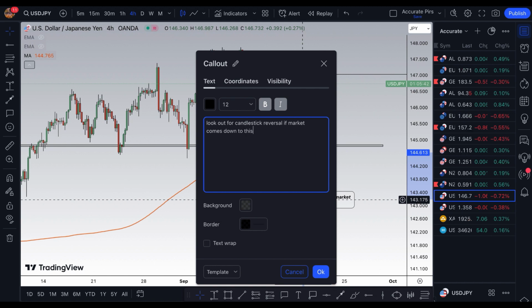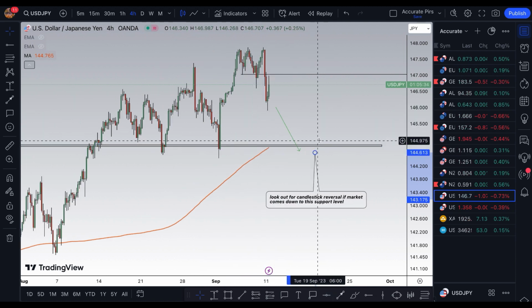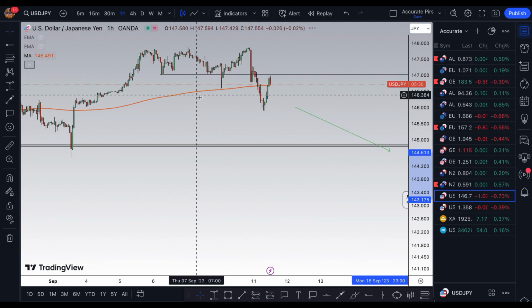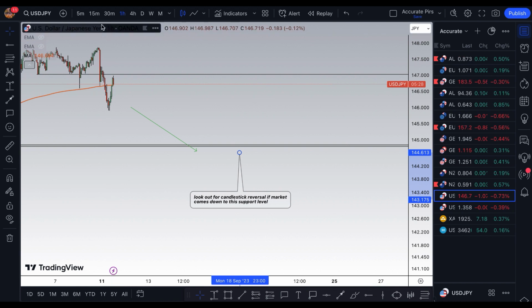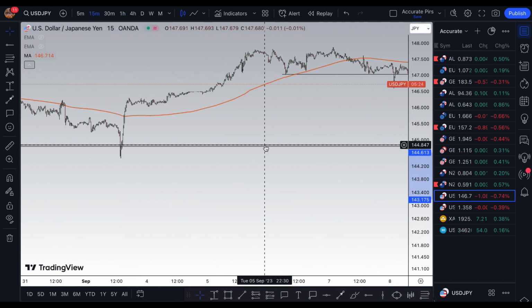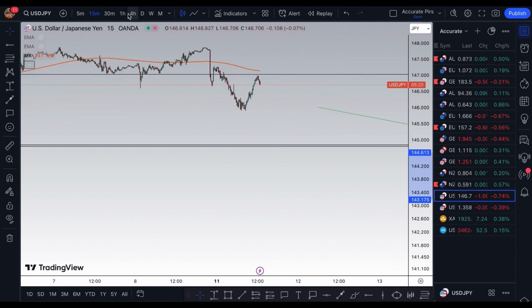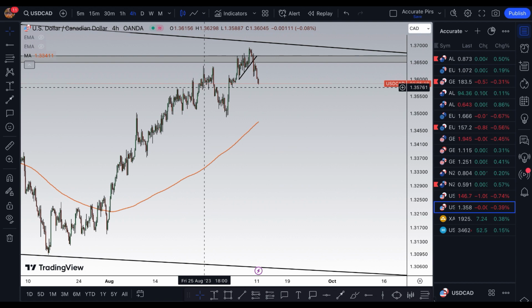So this support level. I'm just going to leave a little note on there. So we're just going to wait, see how the market reacts. If it comes down to this support level, we'll look for any kind of stick reversal pattern, probably on a smaller time frame as well, just to try and catch it early. So I might even go on the 15-minute time frame and try to catch this trade. So let's move on to USD CAD.